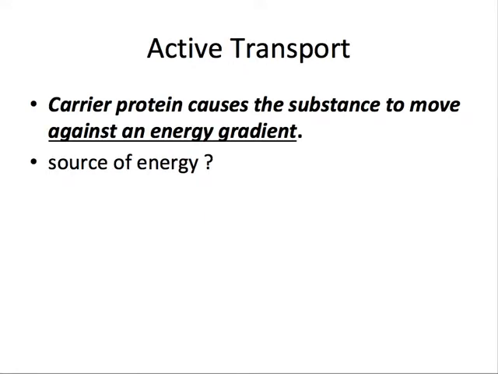Now, active transport means the movement across the membrane in combination with a carrier protein in such a way that the carrier protein causes the substance to move against an energy gradient, meaning in the opposite direction to a difference in the energy concentration. So active transport requires an additional source of energy besides the kinetic energy.